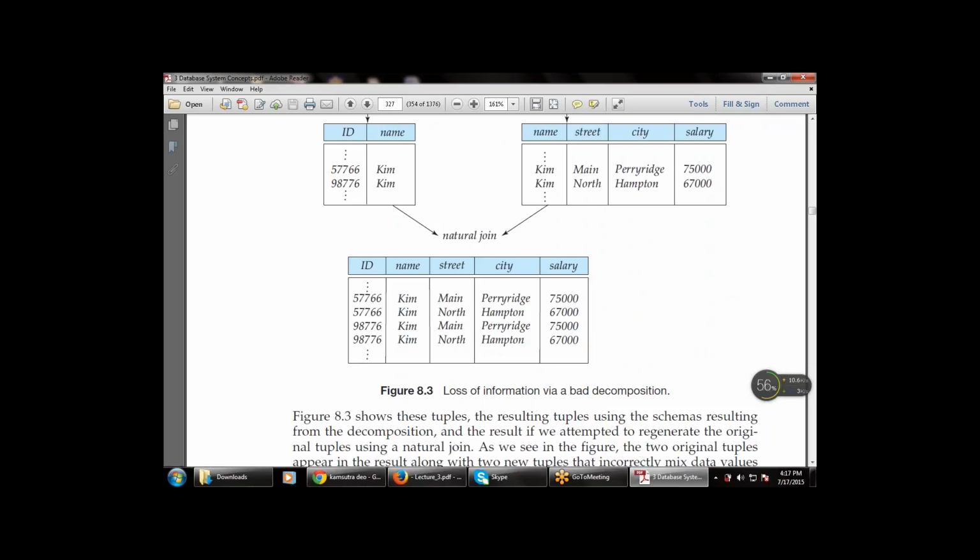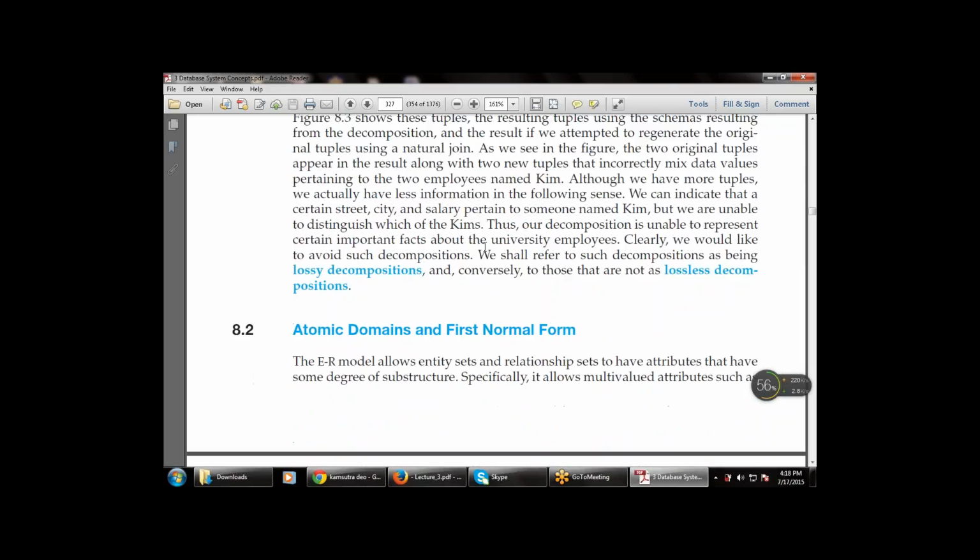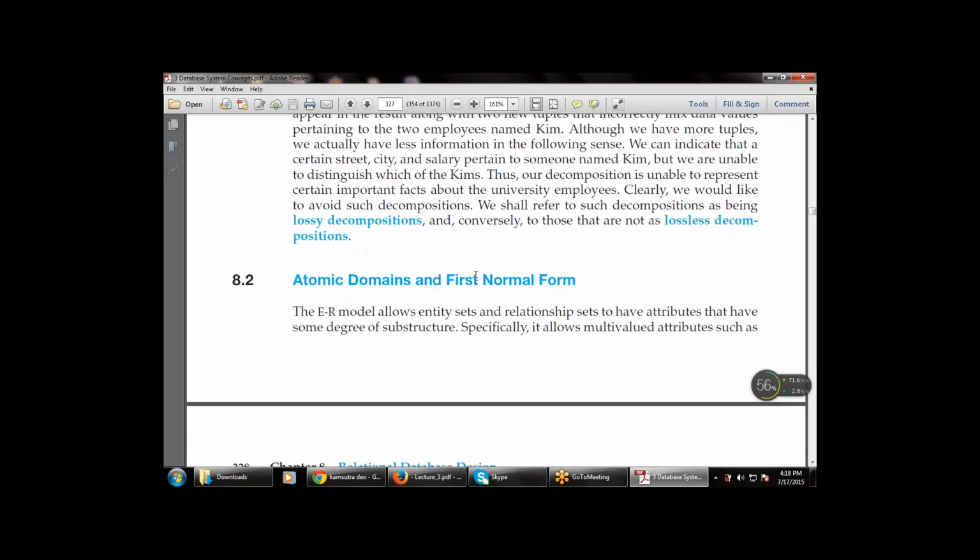Now these two tables, when joined with a natural join, give the name, street, city, salary, and ID, so the duplicate data is not repeated. There are two types of decomposition that we have studied. One is lossless, in which there is no loss of data. The other is lossy, in which some data is lost while decomposing, that is, while splitting the data into multiple parts.